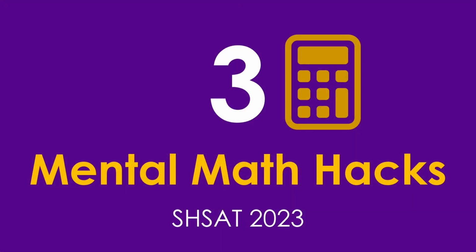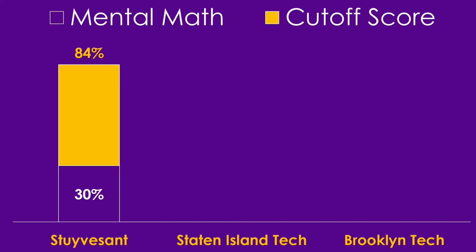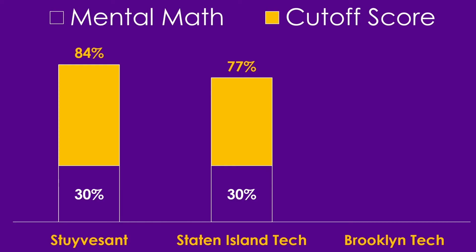If you think mental math is not important for SHSAT, you're completely, absolutely, positively wrong. Mental math is typically responsible for 10 to 30% of your entire math grade. For example, for Stuyvesant, the cutoff score is 84%, of which 30% is mental math. For Staten Island Tech, 77% is the cutoff score, 30% of which is mental math.